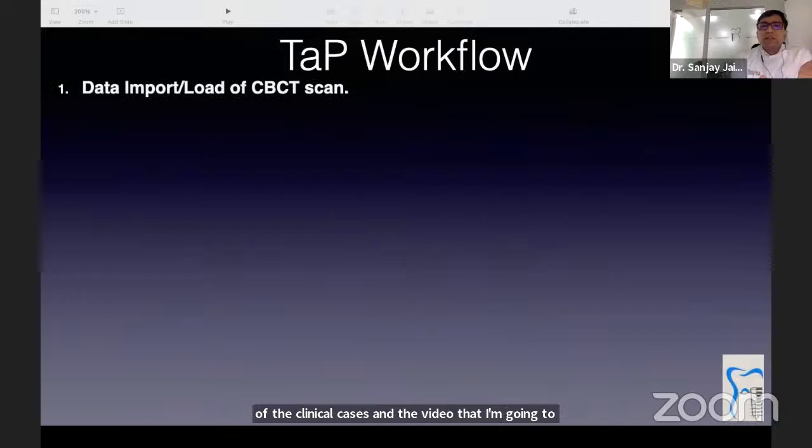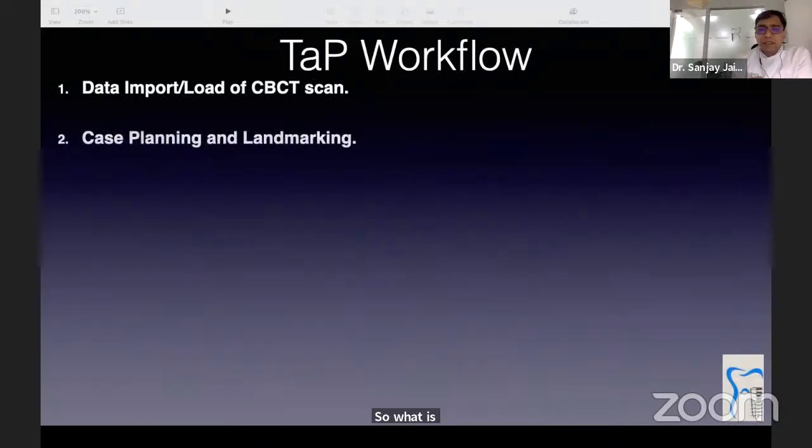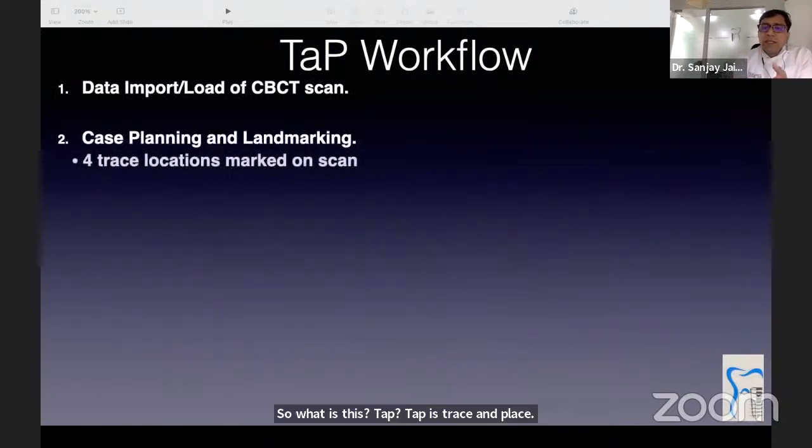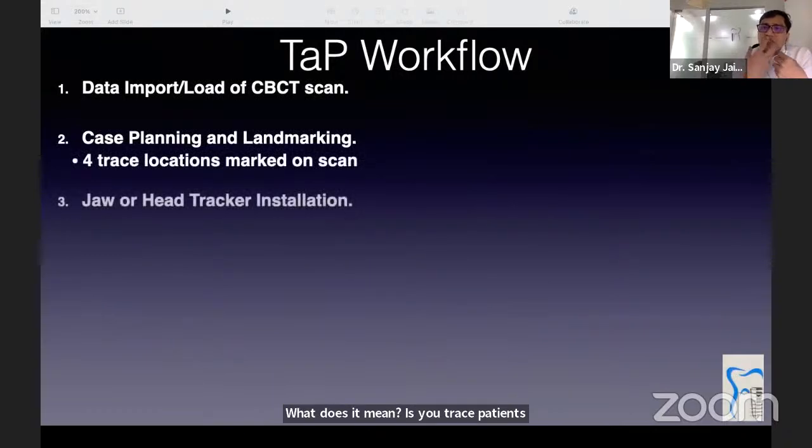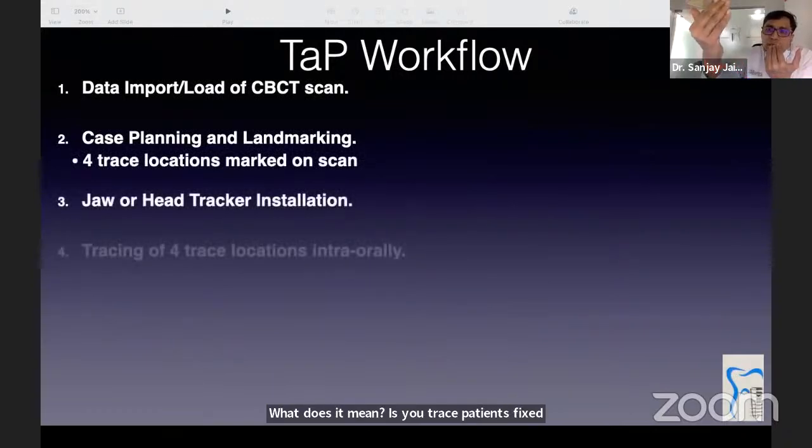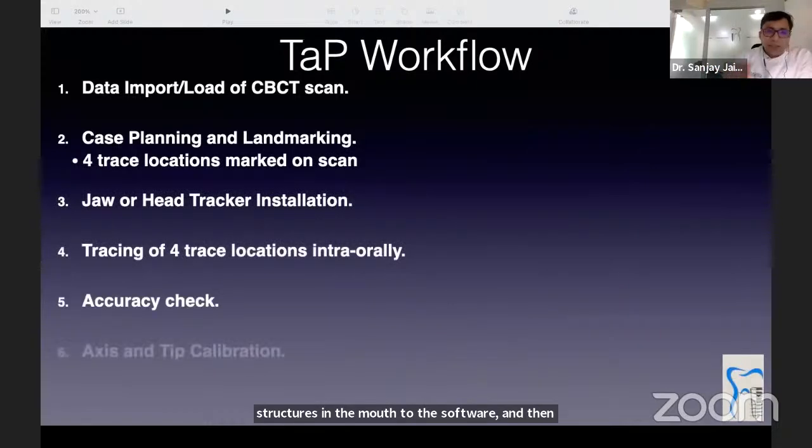So what is this TAP? TAP is trace and place. What does it mean? You trace the patient's fixed structures in the mouth to the software, and then you start placing the implant in the patient's mouth.